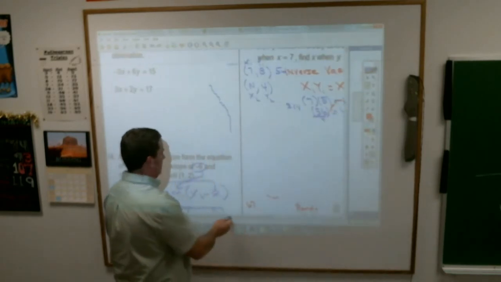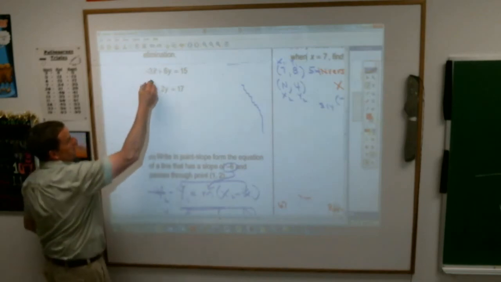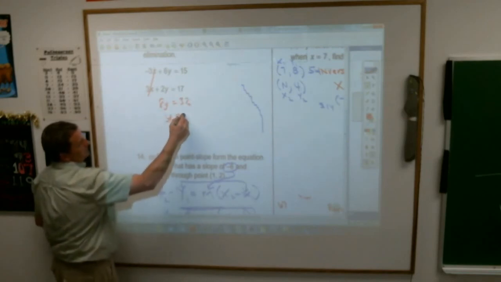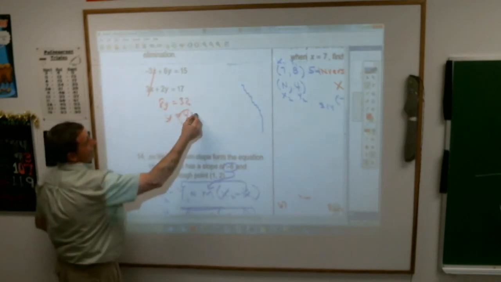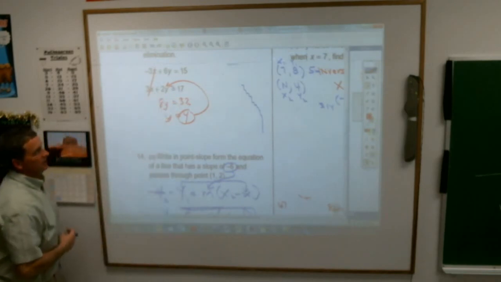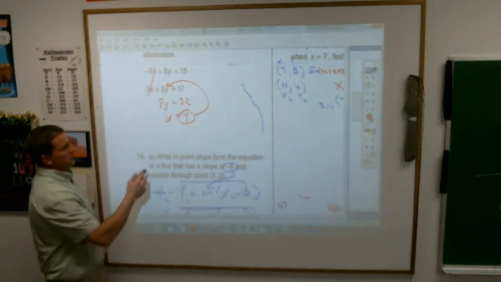Elimination. Elimination doesn't get any easier than this because these are already negative. So it's just this plus this goes away. 8y equals 32, y equals 4. Then you have to put 4 back into either one of those. 3x plus 8 is that, subtract 8, you get, is that right? You get 9. 3 goes into 9, it's 3 times.